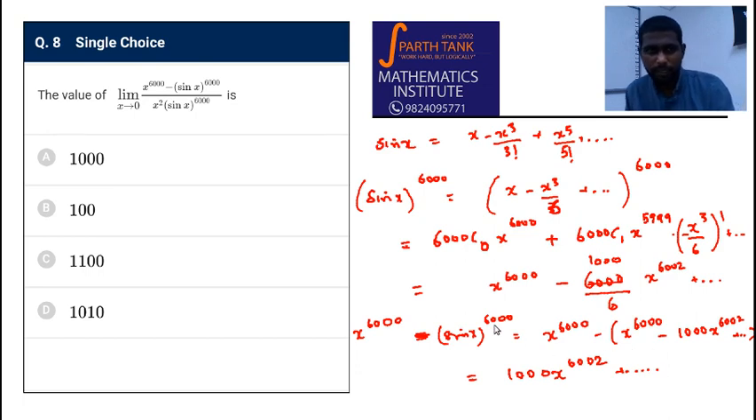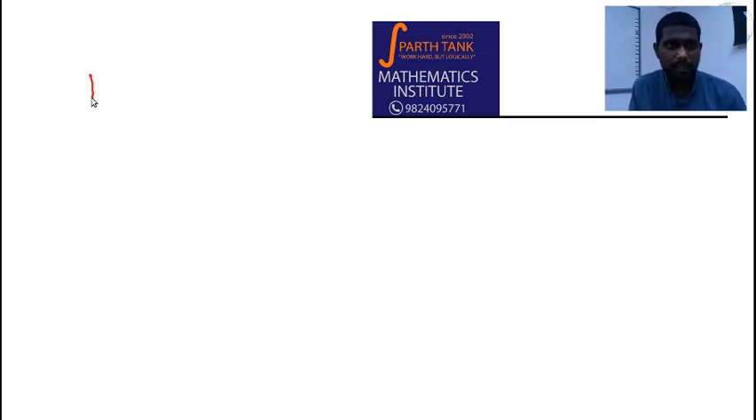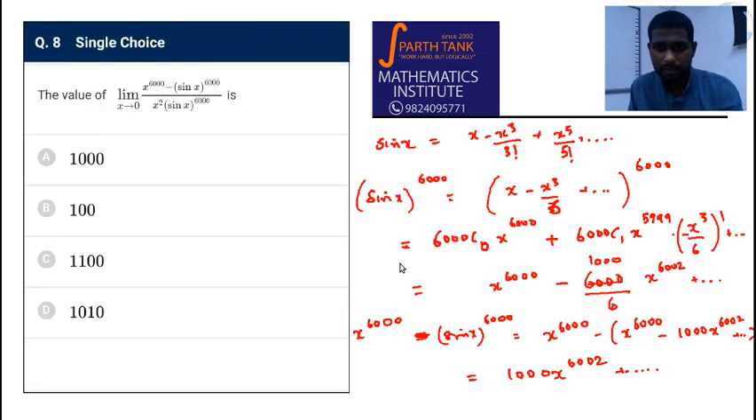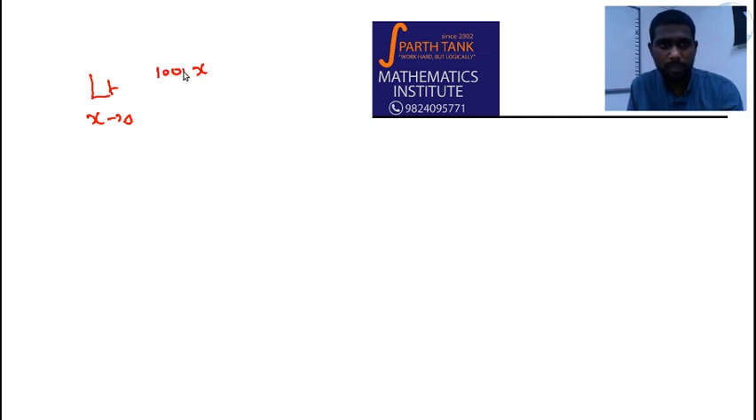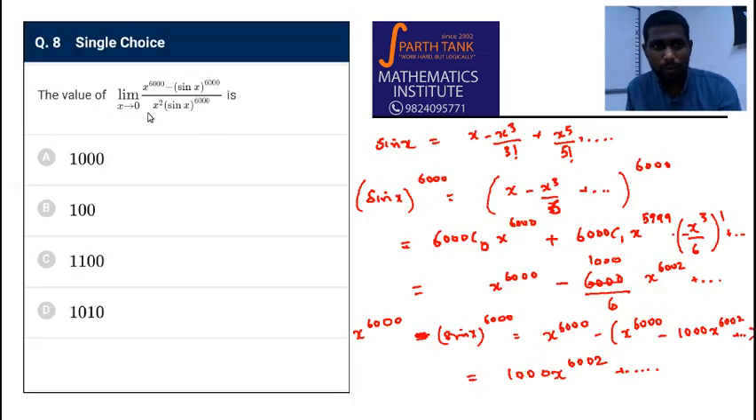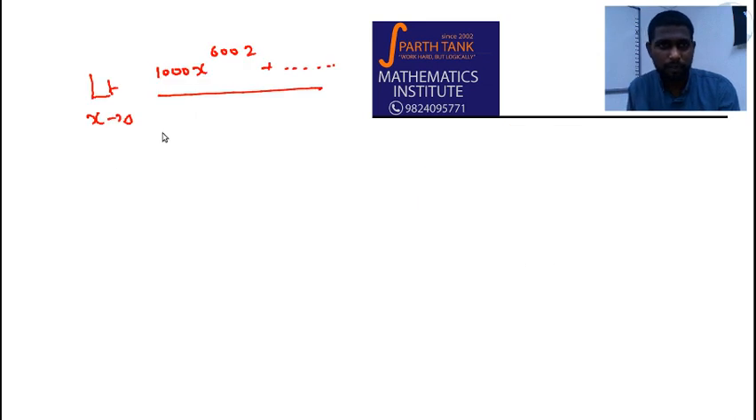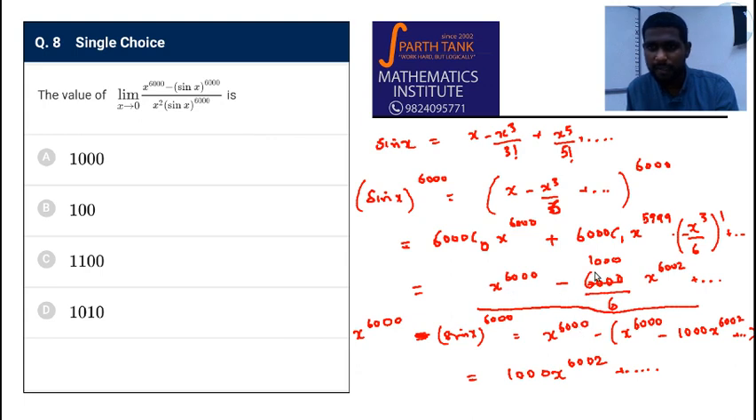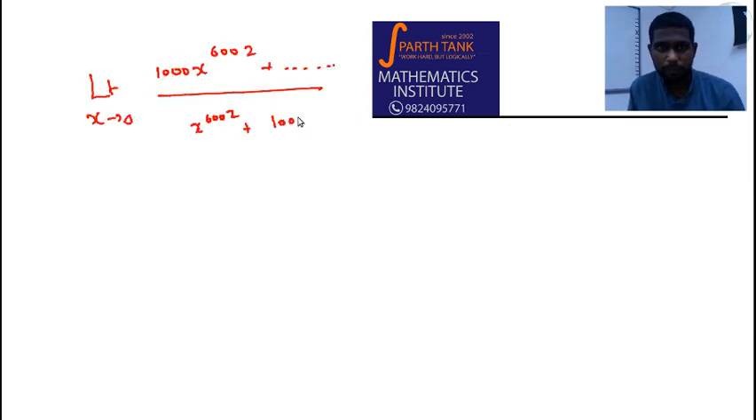Alright. So ignore the higher powers. Look at this limit now. This becomes limit x tends to 0 of, this numerator is 1000 x to the power 6002, and the numerator of course has higher powers of x, the denominator is also x squared into sin x power 6000. Now we already have sin x power 6000 here. So this multiplied by x squared. Now that would give me again x to the power 6002 plus I'll have 1000 x to the power 6004 and so on.